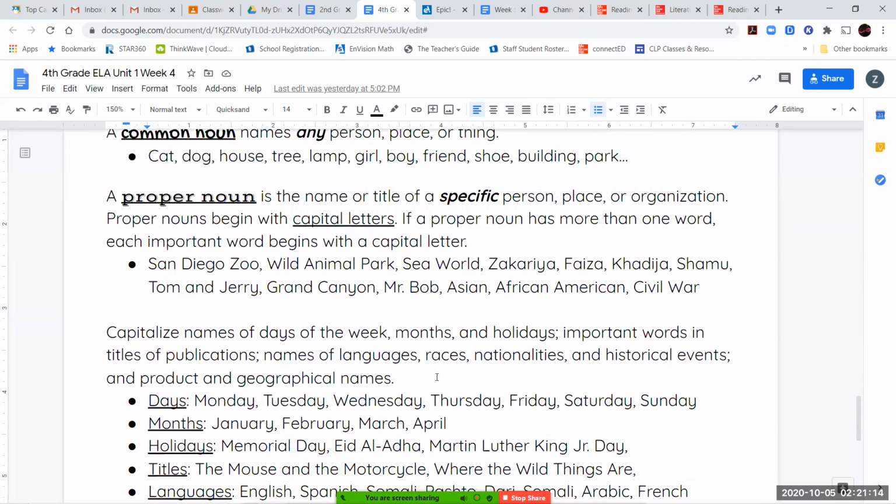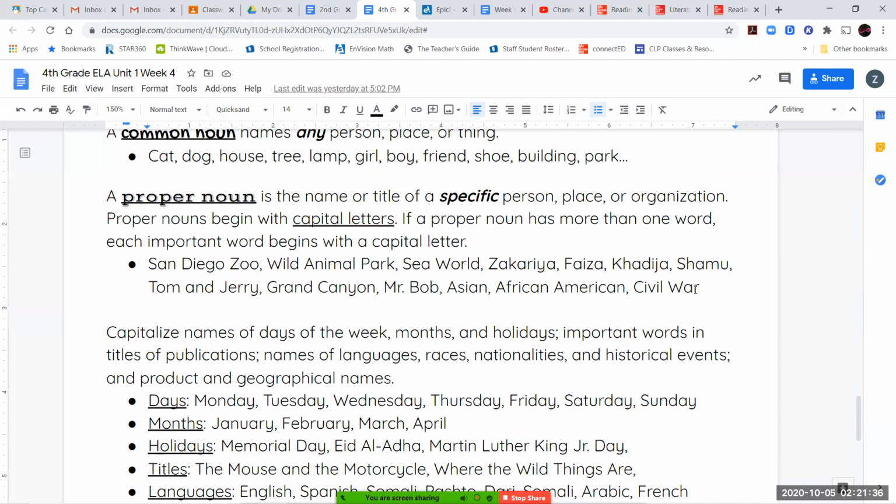If I'm talking about someone's nationality or race, I can say that they are Asian or they are African American. If I'm talking about a war, I'm not talking about any war. I'm talking about the Civil War. So all of these are things that require you to capitalize because they are the name of a person, place, or thing.